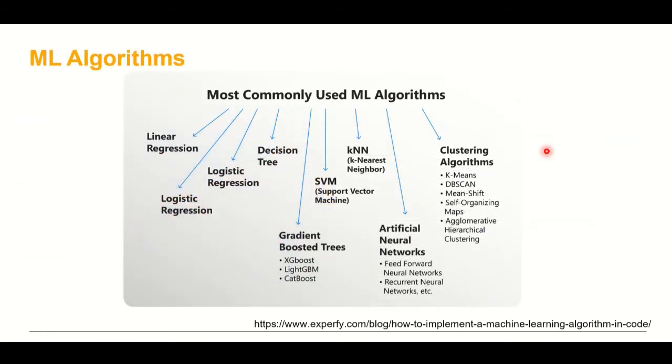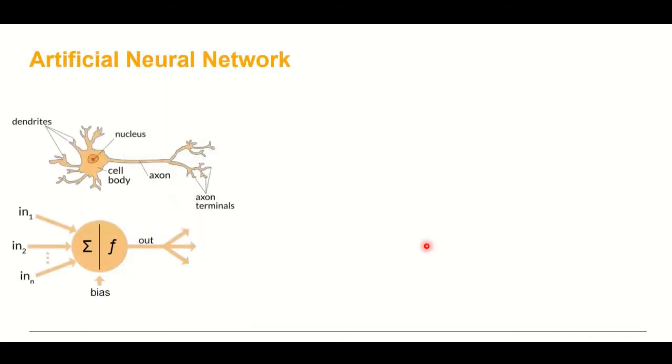Now, the most commonly used machine learning algorithms are linear regression, logistic regression, decision tree, SVM, gradient boosted trees, KNN, neural networks, and clustering algorithms. I won't be discussing all of those. This session is just for introducing the terminologies. But one algorithm, the neural network, I'll touch upon, because neural networks primarily constitute the deep learning that we talk about.